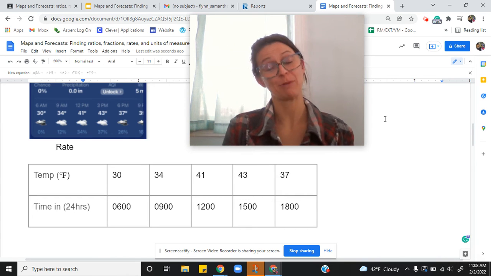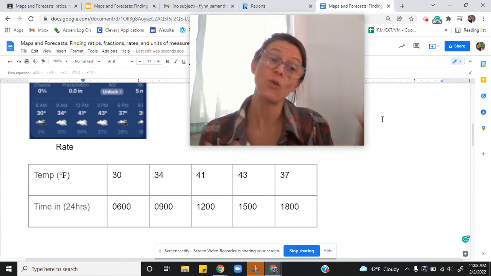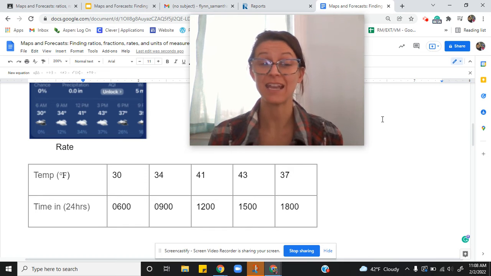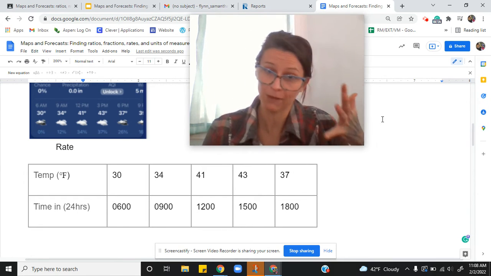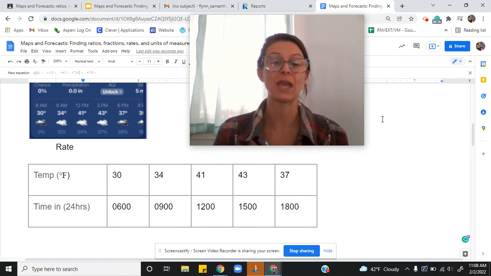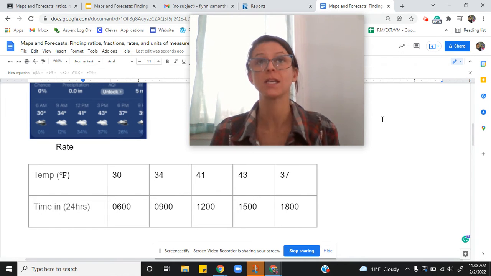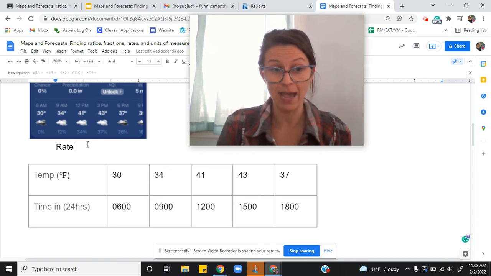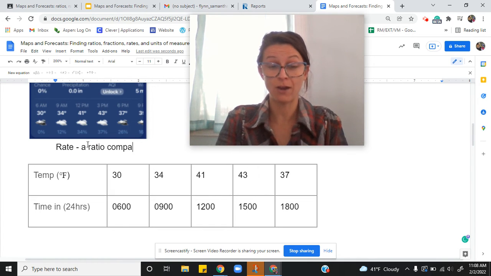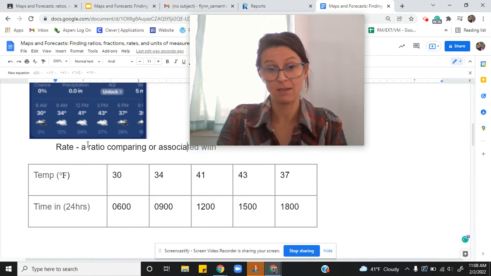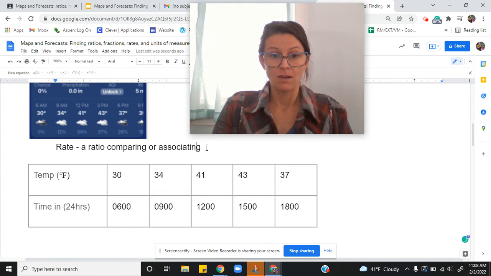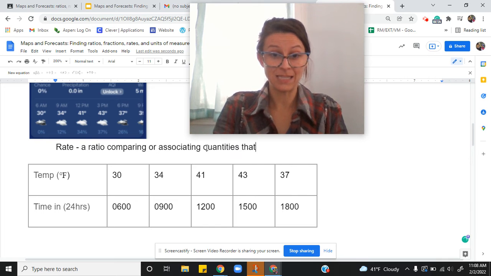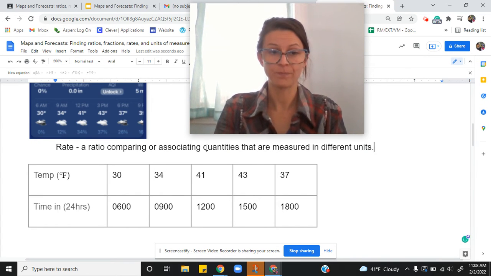A rate is a type of ratio. And when we look at weather forecasts, it is helpful to know how ratios can help us make sense of what we can expect from the weather that day, as well as rates. They show us different things. Often a rate is defined as a ratio comparing or associating quantities that are measured in different units.